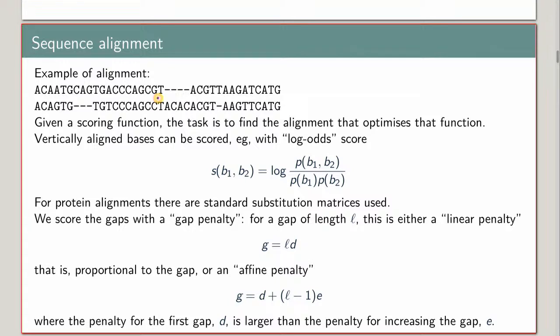So let's talk a little bit about how this is done. Given two sequences, how do you find an alignment? Computationally, this is actually the oldest problem in bioinformatics. It was in a paper by Needleman and Wunsch in 1970. The idea is to find the alignment that optimizes some kind of scoring function.